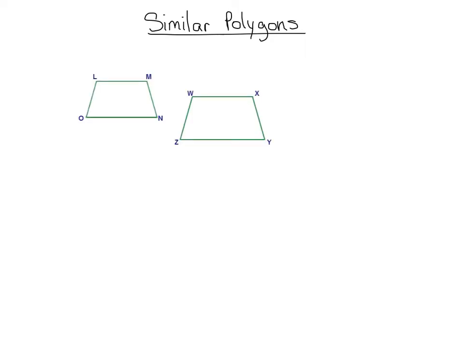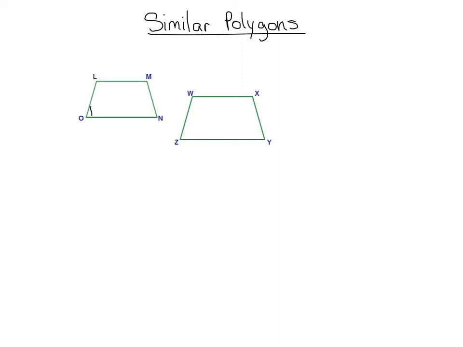Okay, so here we have two polygons, and you may notice that this one looks a little smaller than this one. So two similar polygons don't necessarily have to be the same size, but they do have to have the same shape. So they can be entirely different sizes, but must have the same shape. All right, so if they have the same shape, then what's definitely going to happen is that our corresponding angles will be congruent.